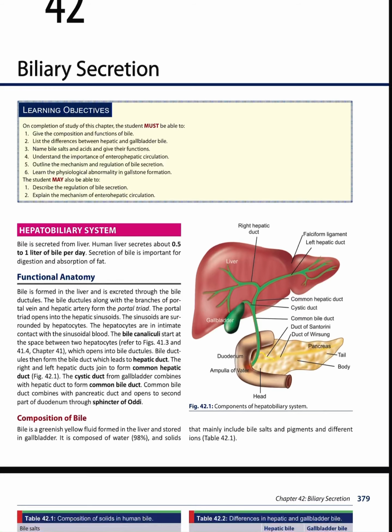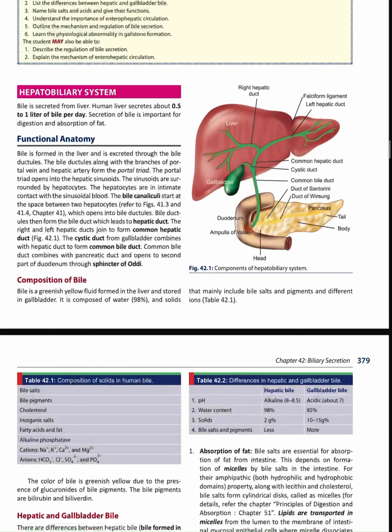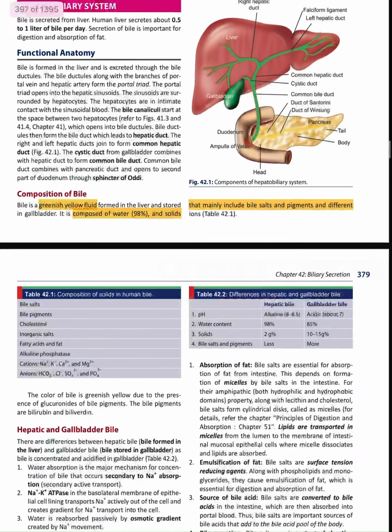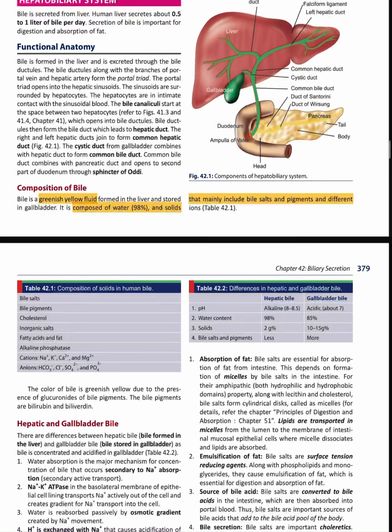Composition of bile. Bile is a greenish yellow fluid, formed in the liver and stored in the gallbladder. It is composed of water 98% and solids. The solids mainly include bile salt, pigment, and different ions.